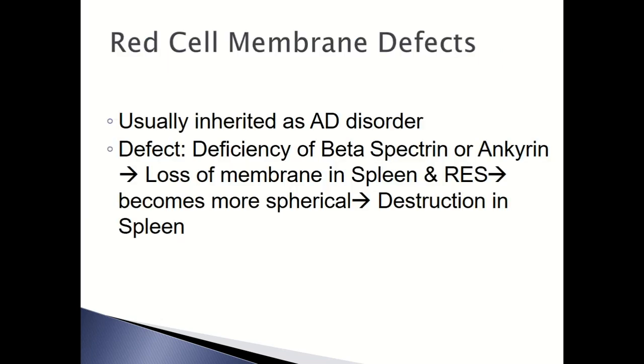Usually it is an autosomal dominant disorder, with deficiency of beta spectrin or ankyrin. This is the one kind of beta chain within this structure of the RBC membrane, beta spectrin and ankyrin. Whenever there is deficiency, there is loss of this membrane in the splenic reticuloendothelial system, and the RBC becomes spherical and gets destroyed in the spleen. So there is ongoing hemolysis, and this is the spherocytic RBC.